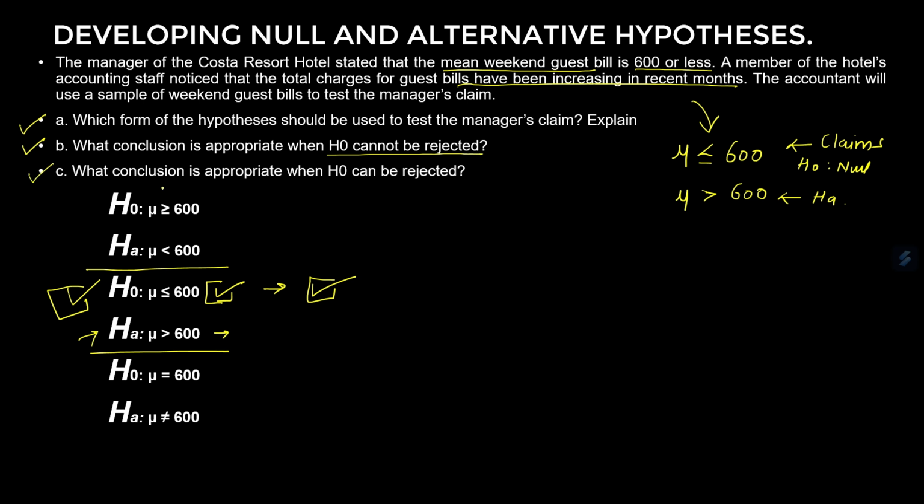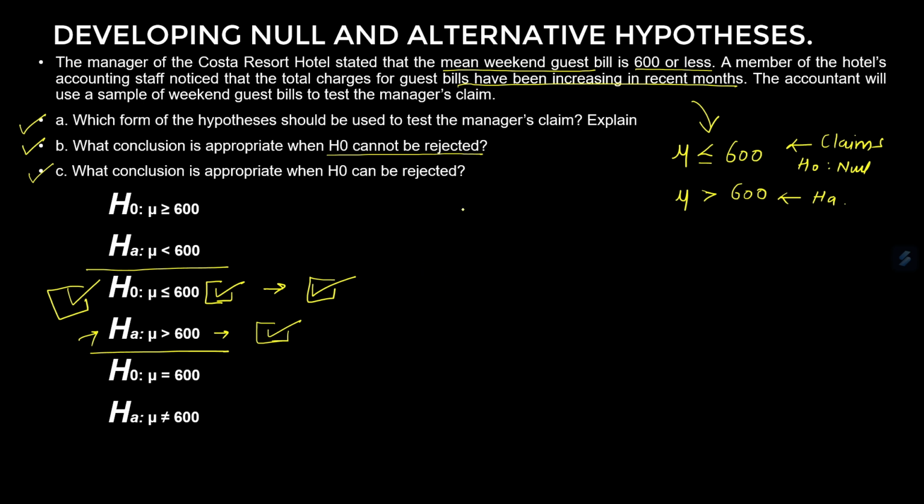Now what will be the conclusion if H0 can be rejected? This is also simple. A member of the hotel's accounting staff noticed that the mean weekend guest bill is greater than 600, so we will reject the null hypothesis in favor of the alternative hypothesis, and we will certify that the member of the hotel's accounting staff was true in his statement.